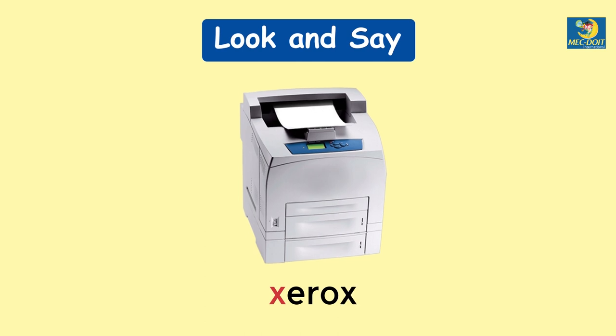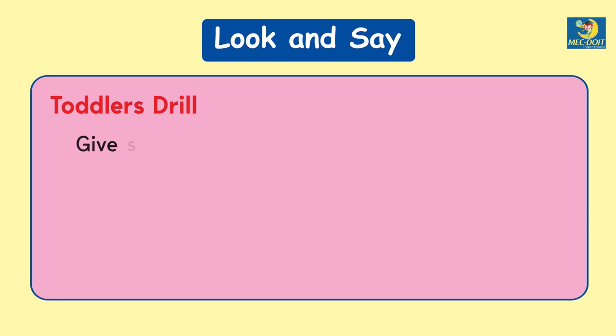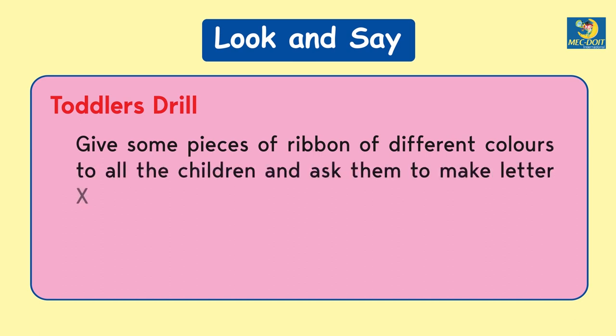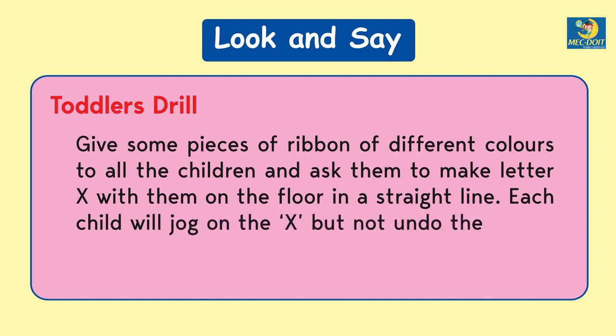Toddler's drill. Give some pieces of ribbon of different colors to all the children and ask them to make letter X with them on the floor in a straight line. Each child will jog on the X but not undo the shape. Reward the best performer.